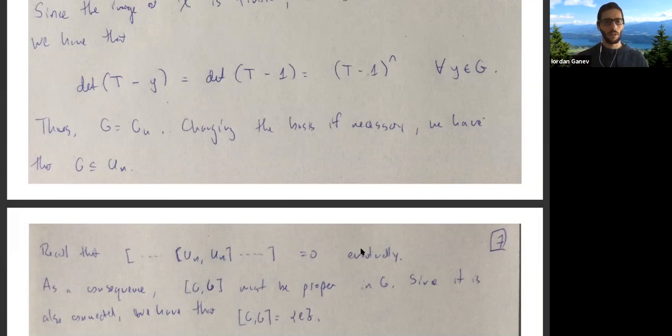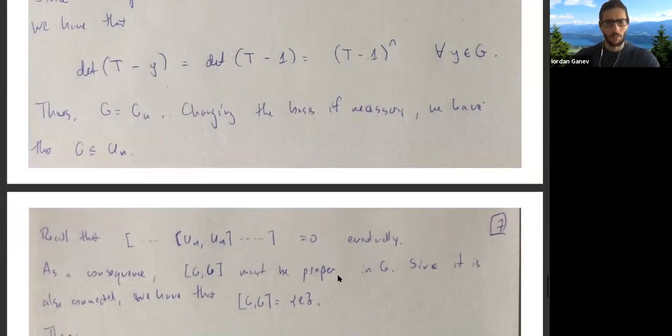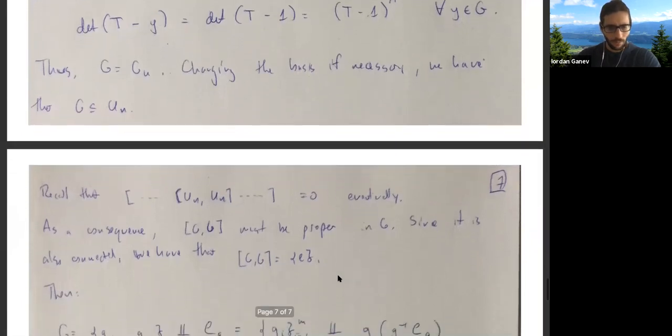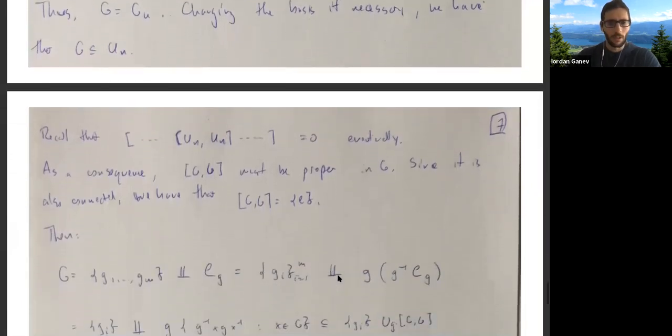But since it's a proper closed subgroup of G, and it's also connected, it must be just the trivial subgroup, since it has to have dimension 0. If G has dimension 1, then it has to have dimension 0. If G has dimension 0, then again, it's dimension 0. So there we go. So the commutator has to be trivial. But if the commutator is trivial, then the group has to be commutative.